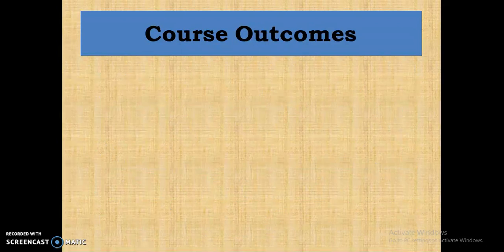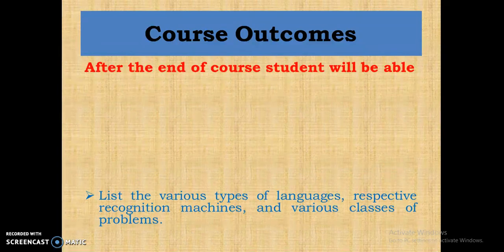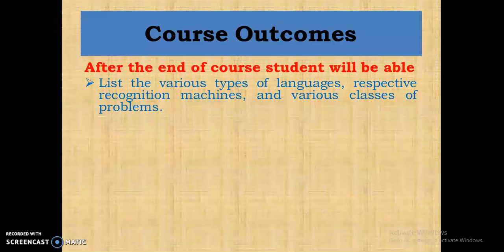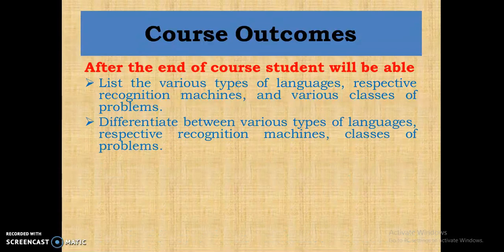Okay, now talking about the course outcome, so after the end of the course the student will be able to list the various types of languages that are available, because this will be available in each unit. So we are going to study it, so you can at least list what the types of these languages are. Okay, and you can recognize what machines are required for those languages and the various classes of problems. Okay, now you will also be able to differentiate between the various types of languages that are available: context free languages, regular languages, right? And recursively enumerable languages. So we will differentiate between these different types of languages available there.